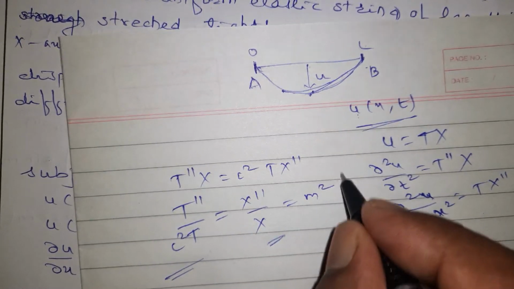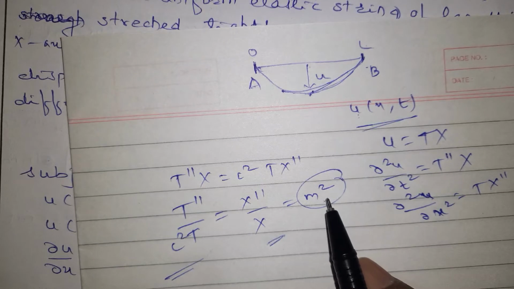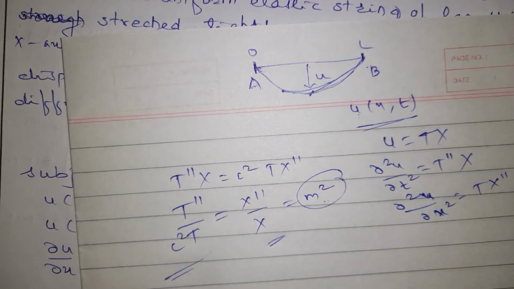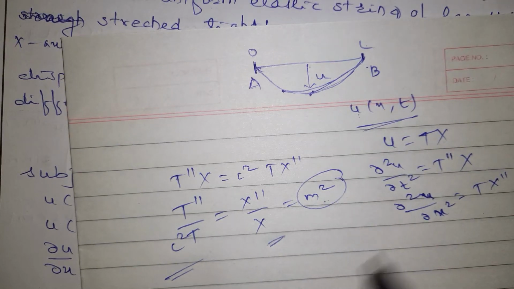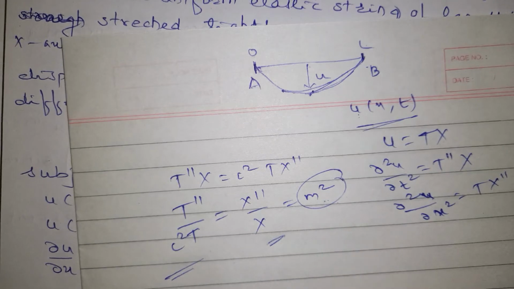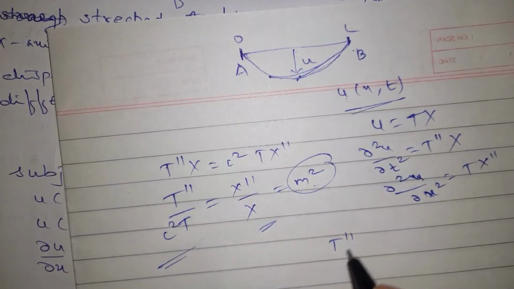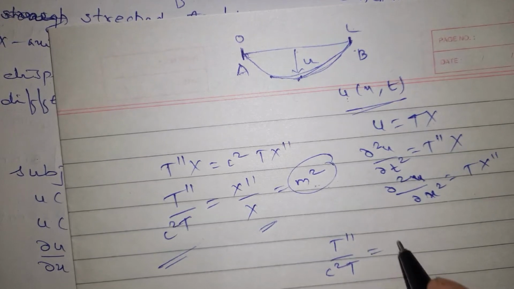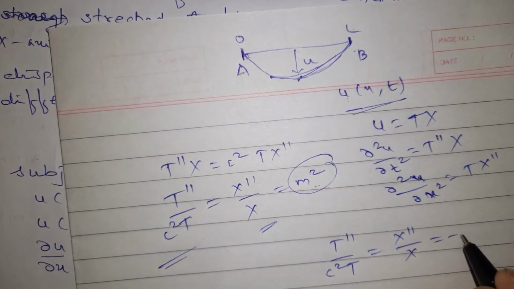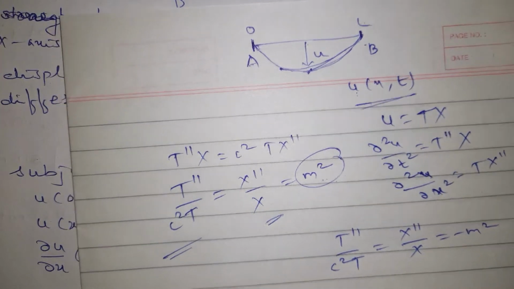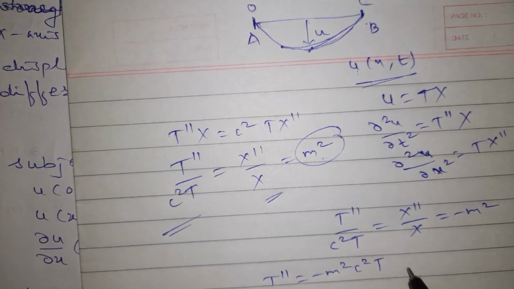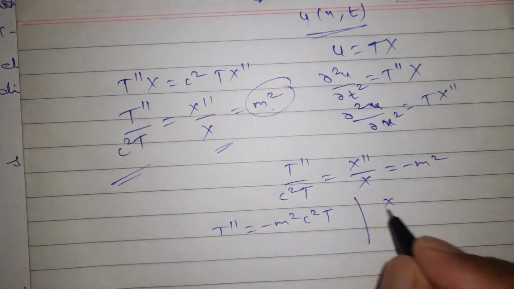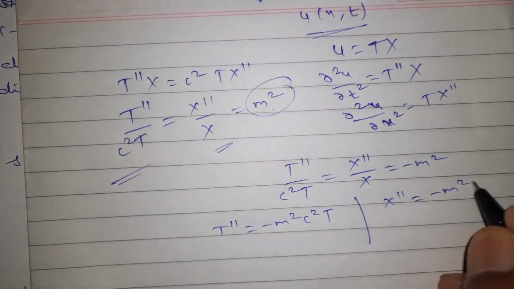Now this constant m square may be positive, 0 or negative. As we saw in our heat equation, when this constant is negative, I get a finite solution. So here straight away I take minus m square and solve the problem. So here T double dash upon c square T is equal to X double dash upon X is equal to minus m square, I consider. Negative term I consider. Now here T double dash is equal to minus m square c square T. This is the first equation. And the second equation is X double dash is equal to minus m square X.